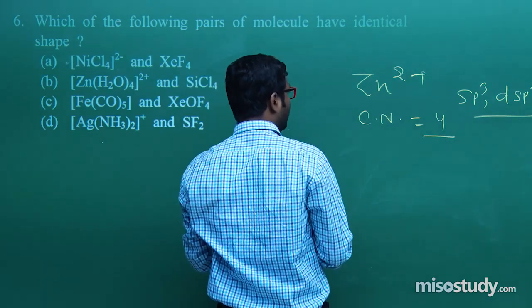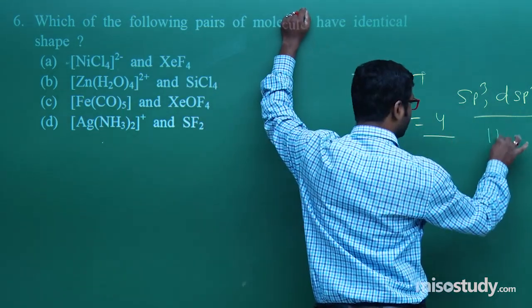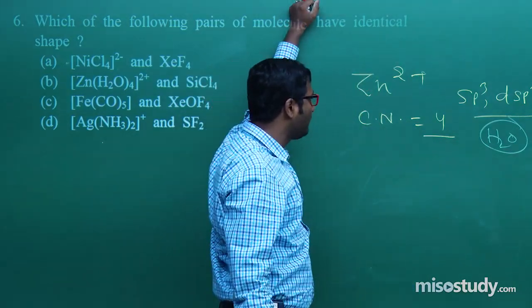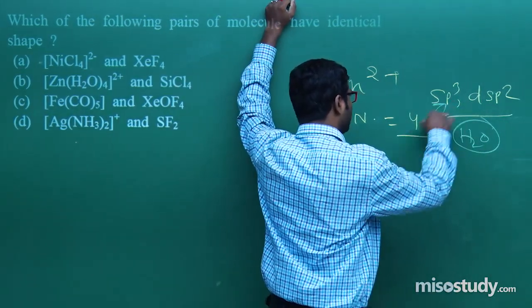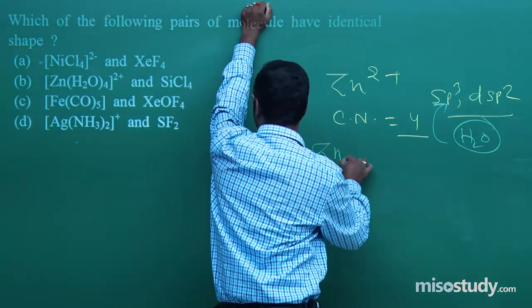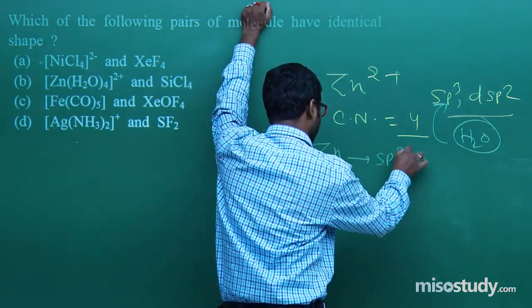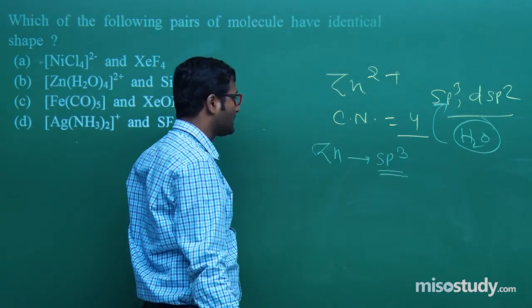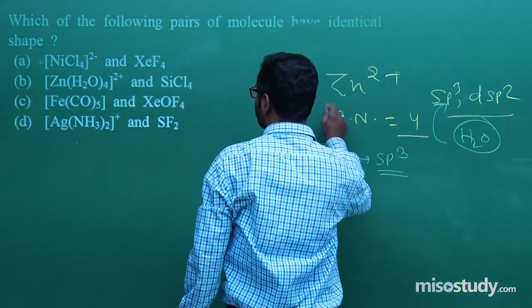Yes, in Zn. And H2O, friend, is a weak field ligand. If it is a weak field ligand, then the hybridization will be sp3. Clear to you? What I'm telling? The hybridization will be sp3 in case of [Zn(H2O)4].